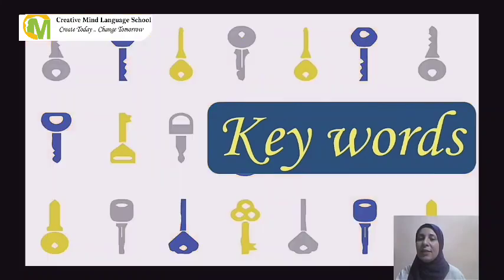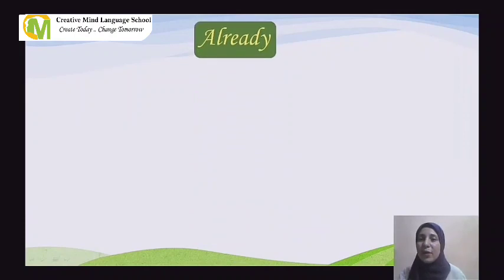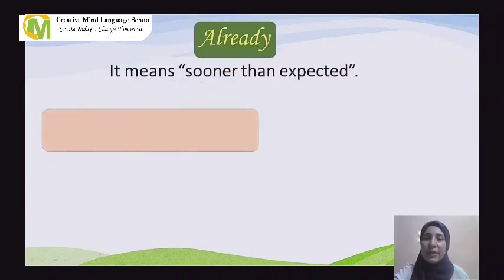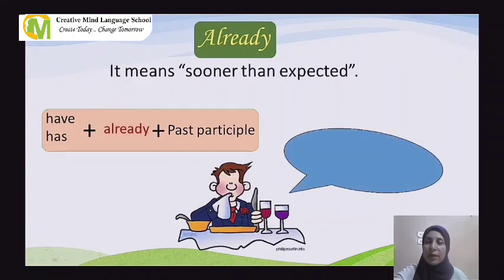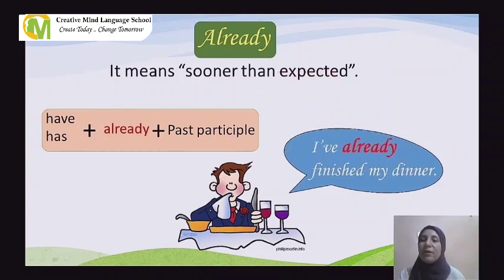Now, it's time to talk about the key words. Our first key word here is already. Already, when you use it in a sentence, it means sooner than expected. And it comes between have or has and the past participle. Example, I have already finished my dinner.